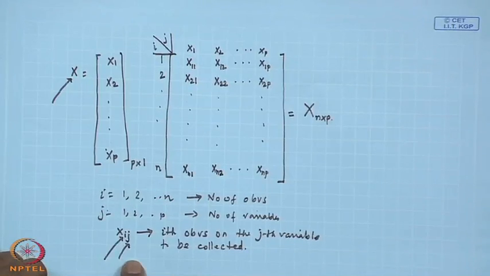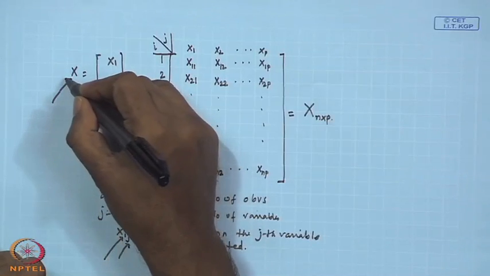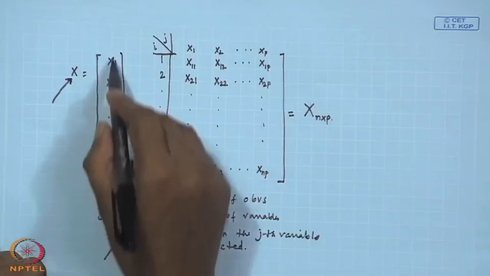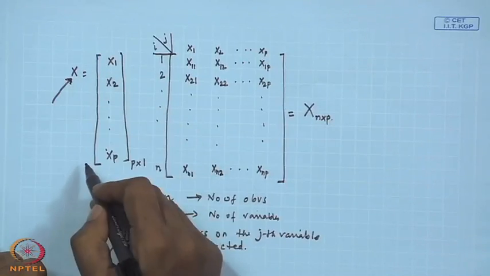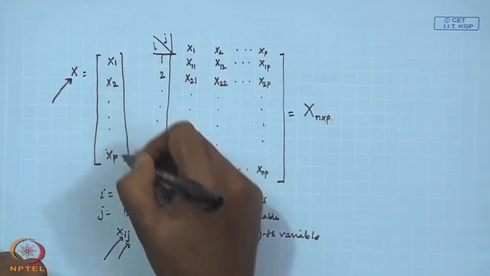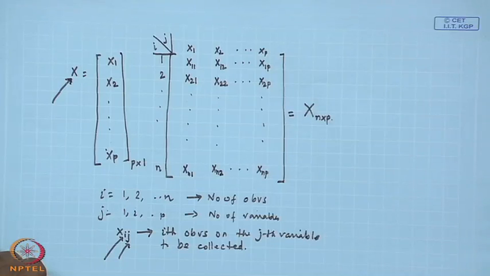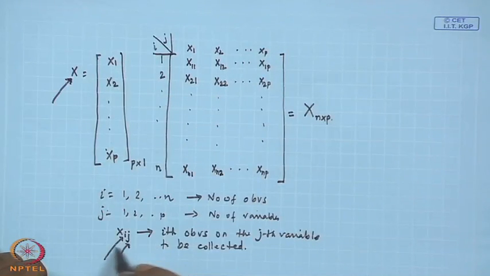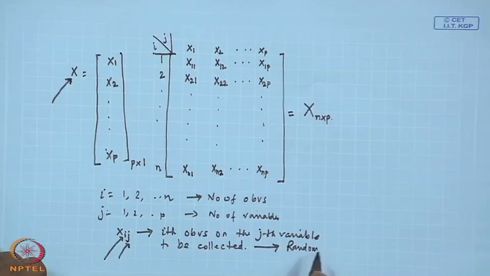If this is the case, you all know that X is a random vector, X1 to Xp. X is a random vector because all the variables are random variables here. So x_ij, the ith observation on the jth variable, is also a random variable. Please keep this in mind: we are writing it as a random observation.